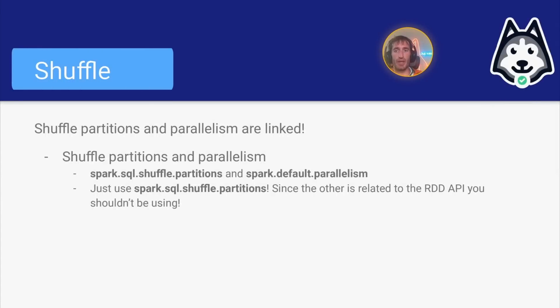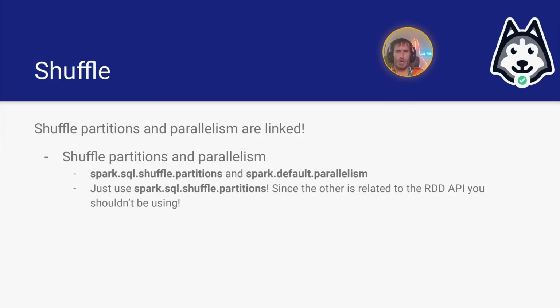So shuffle partitions and parallelism are linked. They are actually the same thing. It's kind of weird. Spark is so weird because it has these 2 settings, spark.sql.shuffle.partitions and spark.default.parallelism, and they are, for the most part, the exact same thing. Unless there is one tiny exception, and that's if you are using the RDD API directly, then spark.default.parallelism is the setting to use there.